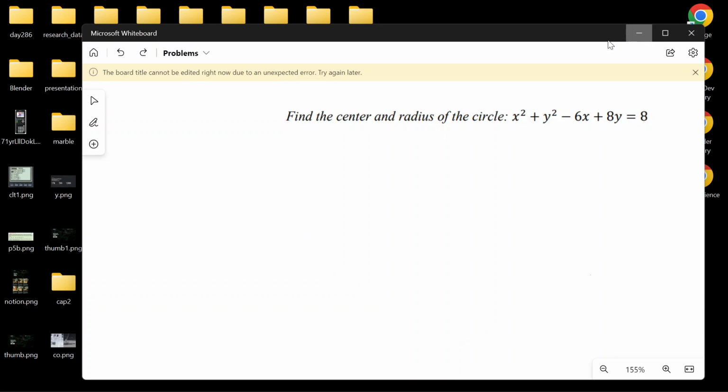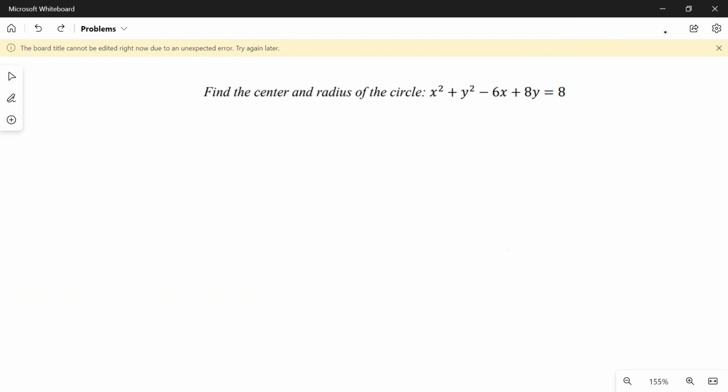All right, so we're given the equation of a circle and we're asked to find the center and the radius. Now, to find these things, you have to know the standard form of an equation for a circle. So the standard form goes like this. It's (x minus h) squared plus (y minus k) squared is equal to r squared. This is just something that you're going to have to know to solve this problem.